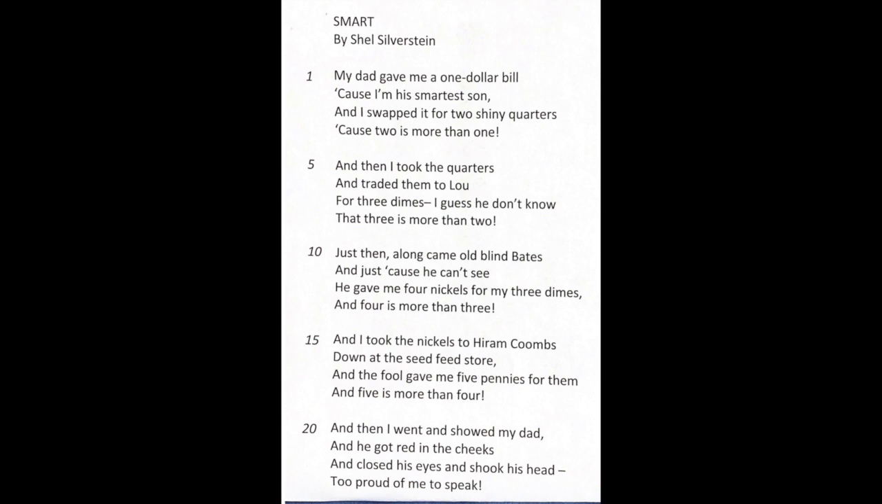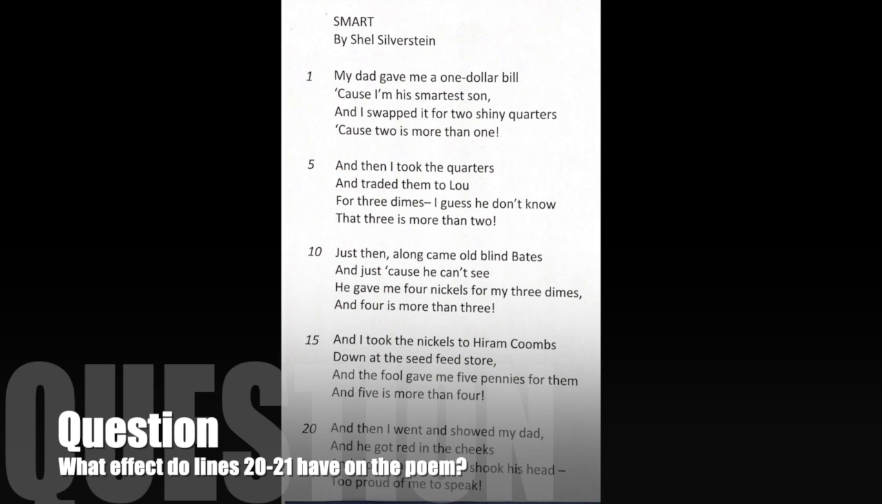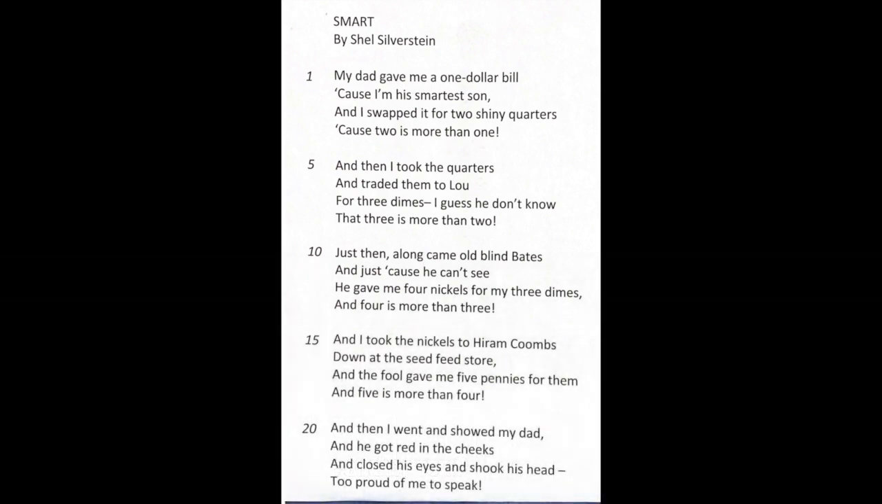All right, let's try another one. Look at this poem titled Smart by Shel Silverstein. Pause the video, read it, and answer this question. What effect do lines 20 to 21 have on the poem? You see the line numbers there down the left, and each of the sections is called a stanza. But focus in on lines 20 and 21. So if you answer something like, they suggest that the father, because his face is red, is a little upset that his kid doesn't know much about money, then you're correct.